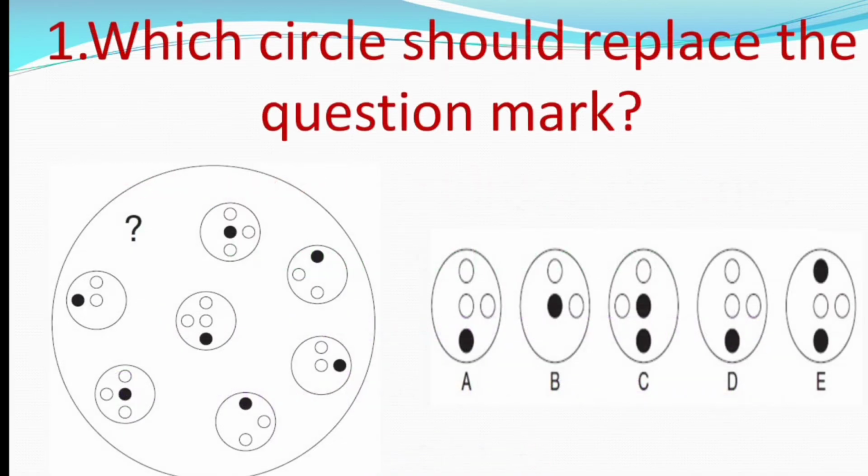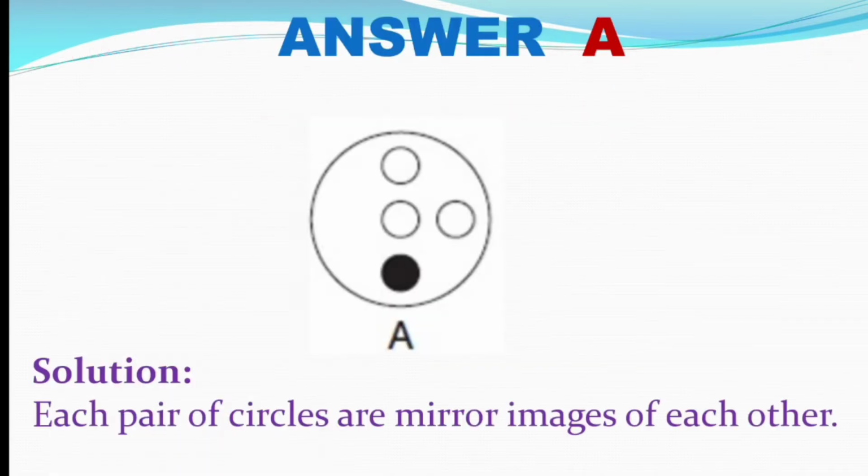Today's puzzle. Which circle should replace the question mark? The answer is circle A. Solution: each pair of circles are mirror images of each other.